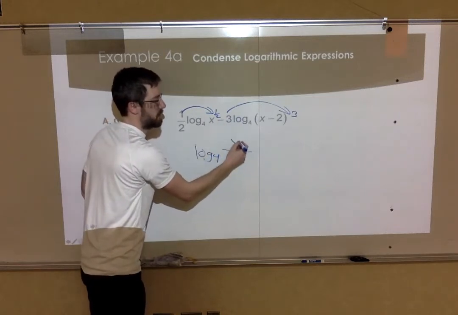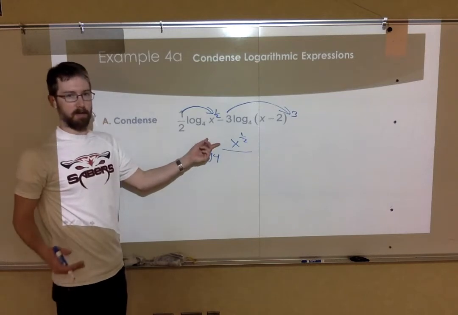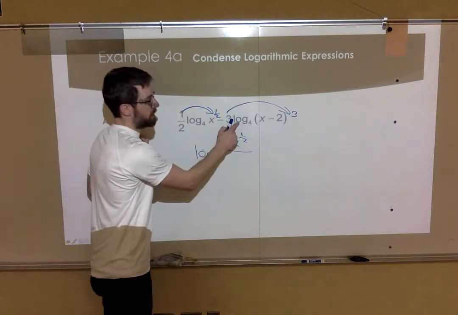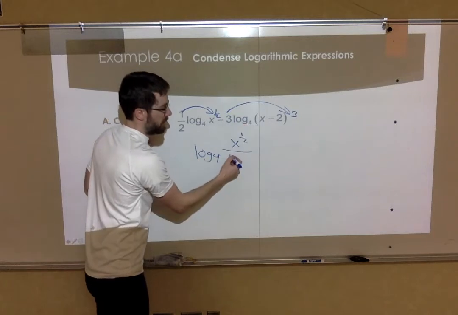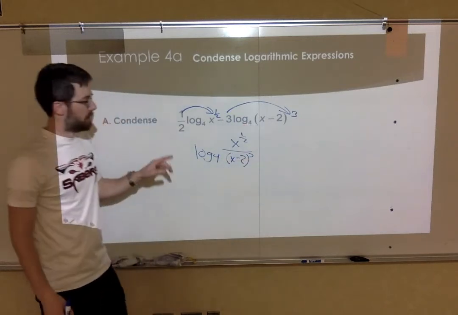So this is an x to the 1/2 on top. Yes, you could write it as the square root of x. I don't really care. Log base 4 of, and then the x minus 2 cubed on the bottom.